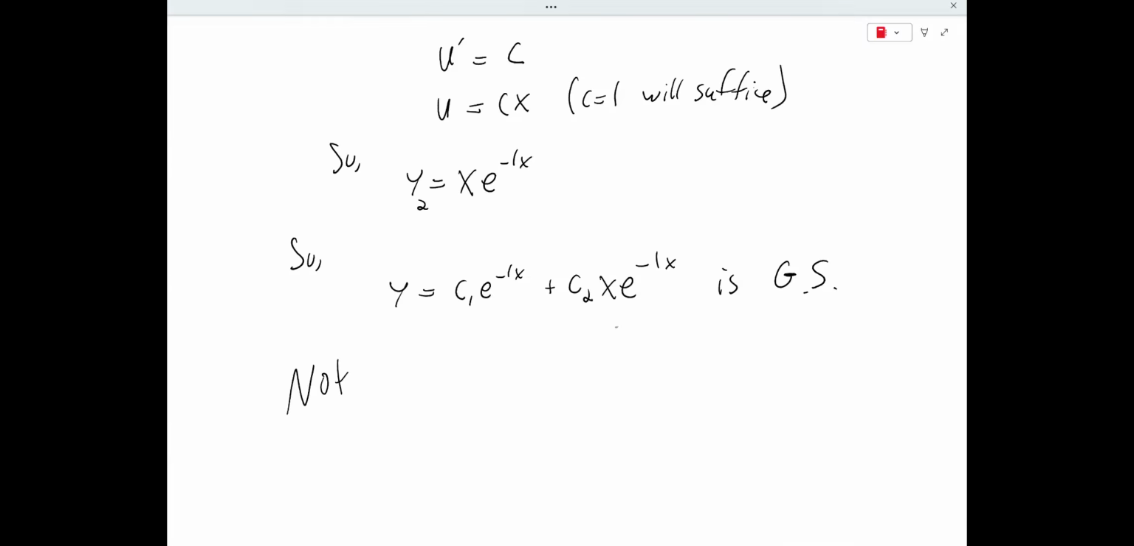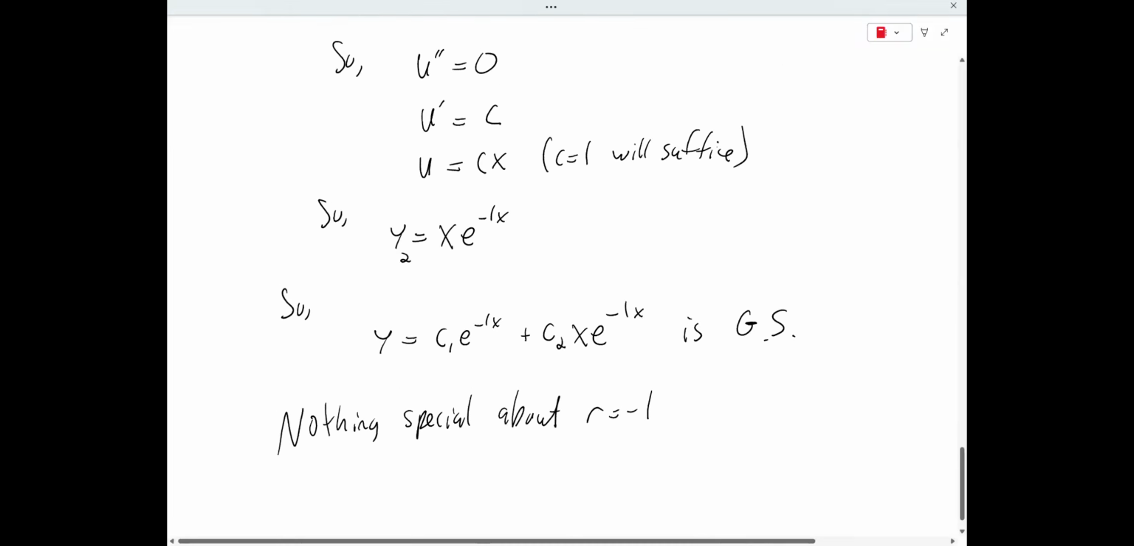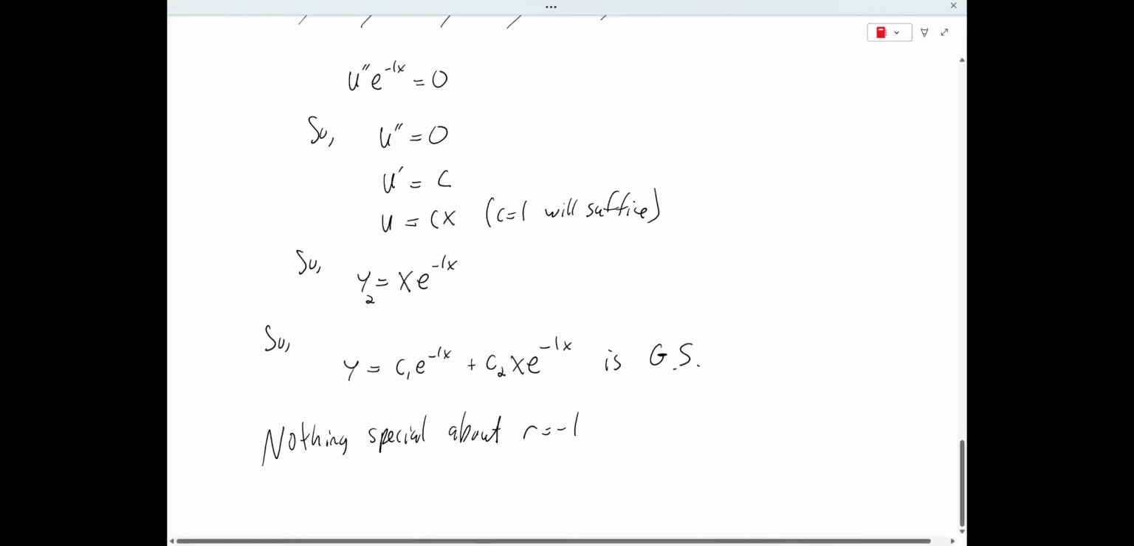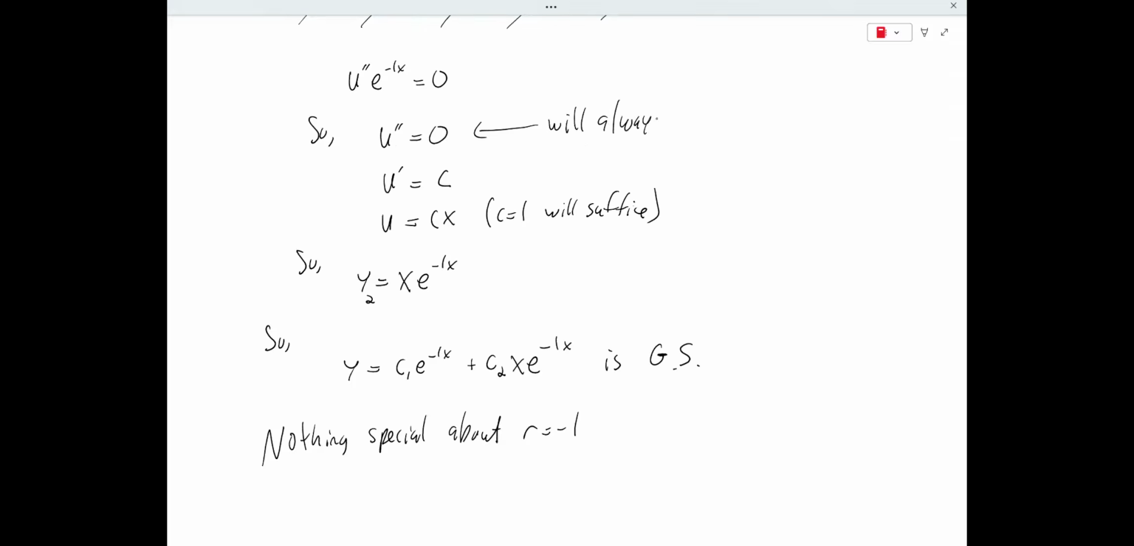So there's nothing special about r equal negative 1 with that. That will always happen when you have a repeated root. So it's just going to be x out in front.